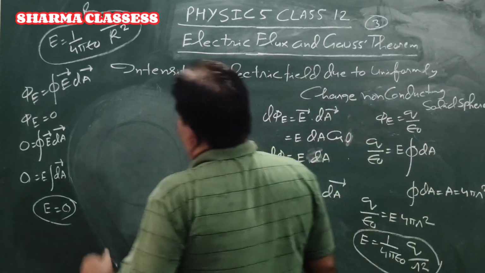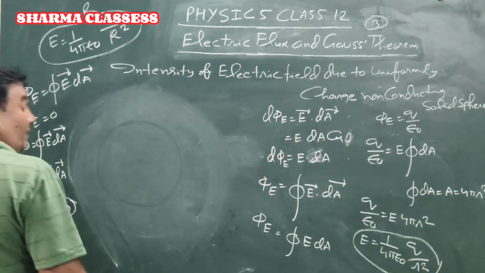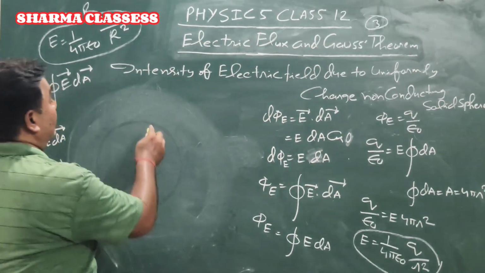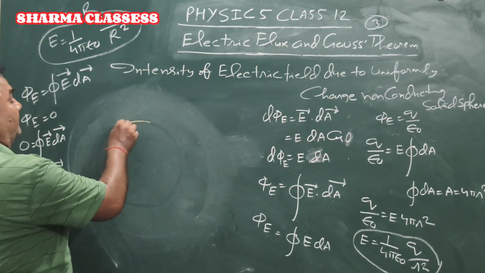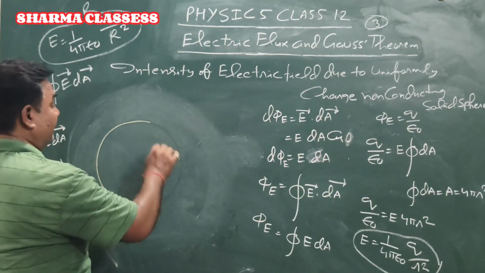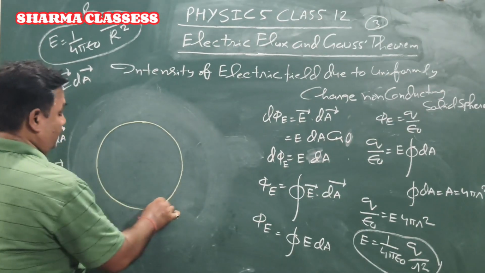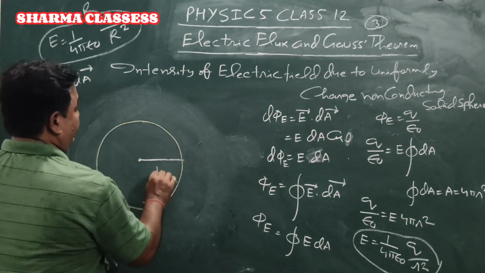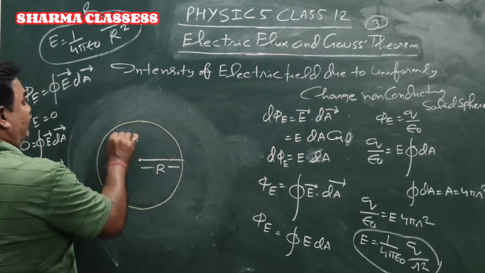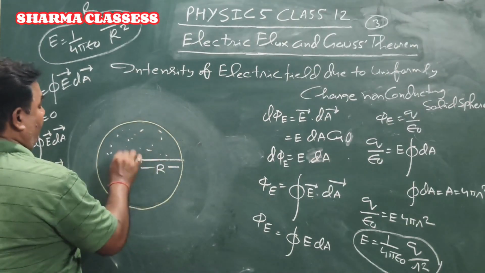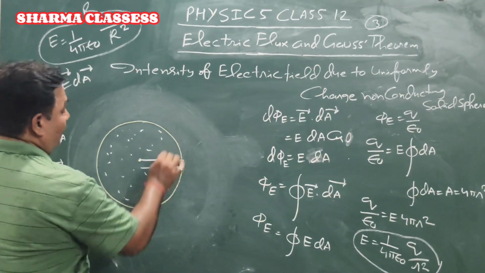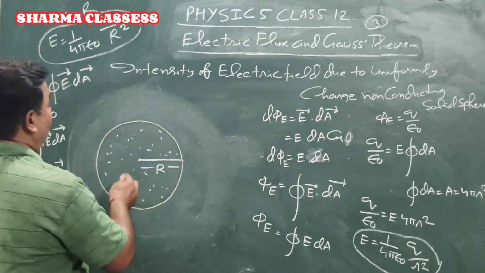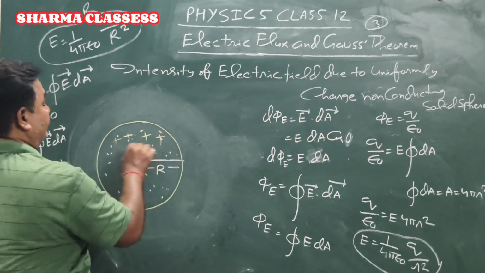See, when we give charge to a non-conducting solid sphere, this charge is spread all over the volume. When we give charge to a conducting sphere, the charge is spread all over the surface. Suppose this is a non-conducting sphere of radius capital R, and it is given plus Q charge. Plus Q charge is spread all over the volume.